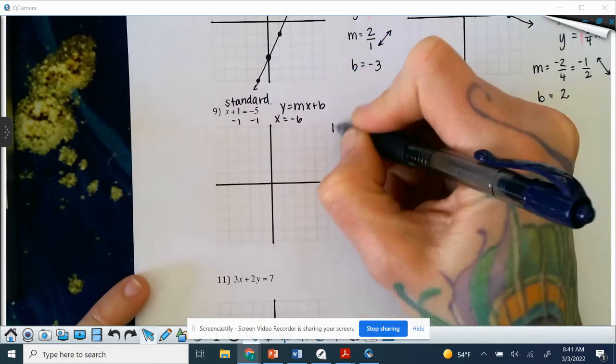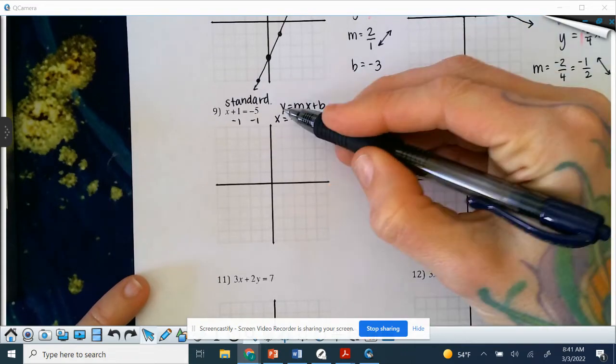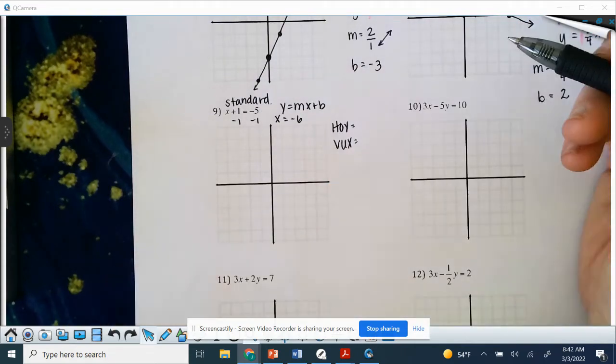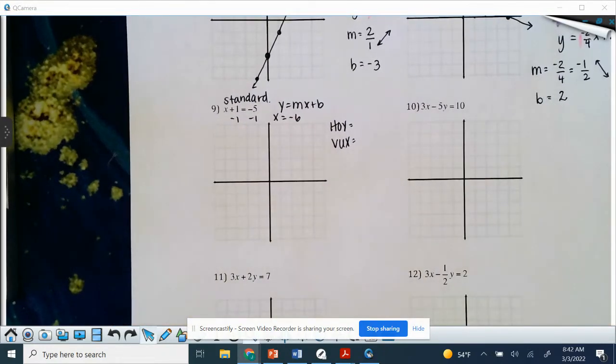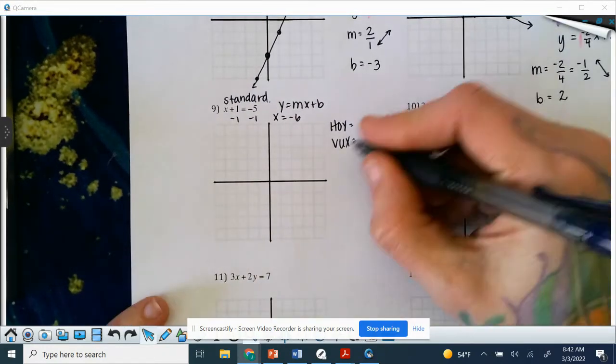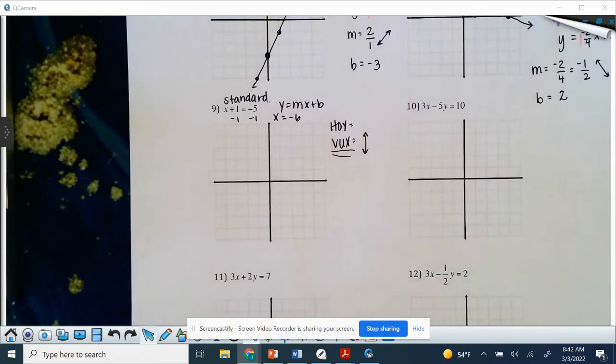So this is back to our Hoy-Vux conversation. So no y was even present. So hopefully when you know that your assignment is to graph it, as soon as you see an x by itself, that's going to be a vertical line. So that's going to be our Vux. That means this line is going to go this way. Has an undefined slope, and it's an x equals equation. In this case, it's x equals negative 6.